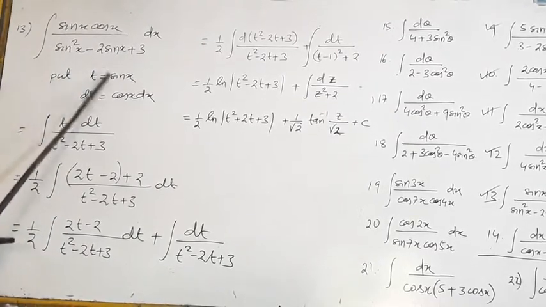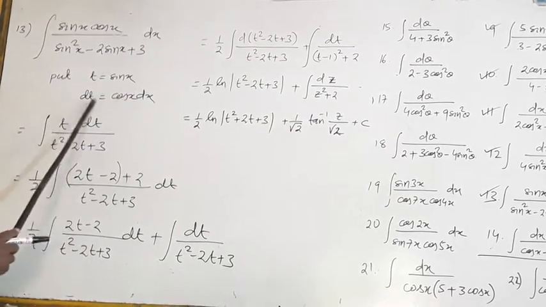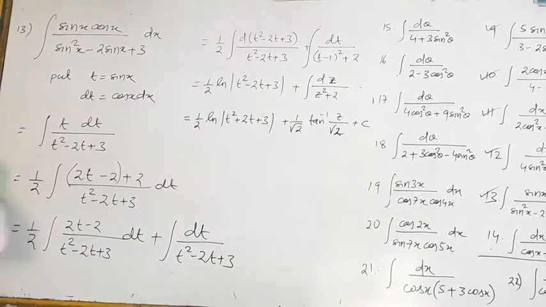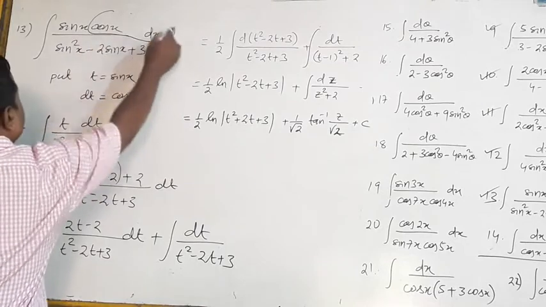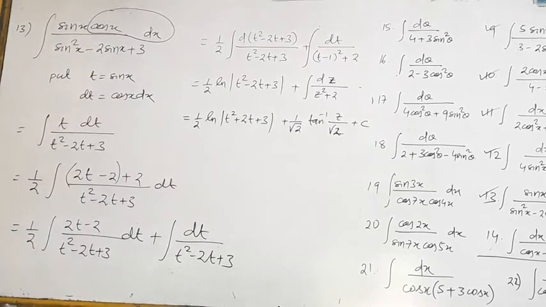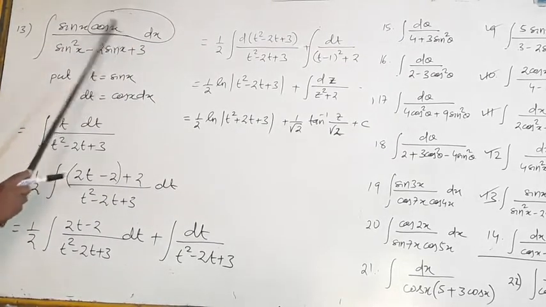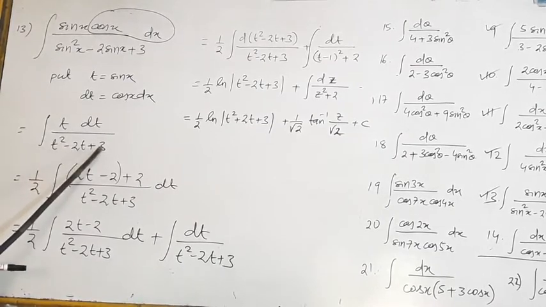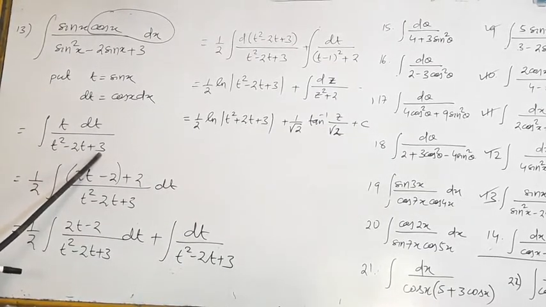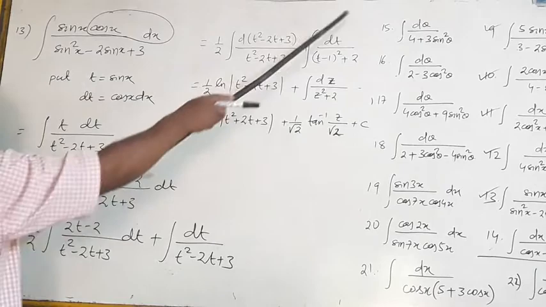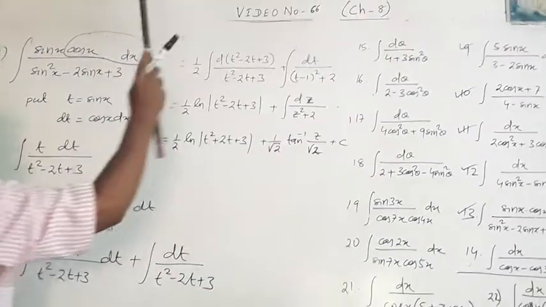So put t is equal to sin x. dt is what? cos x dx. So in place of cos x dx, I can write dt, and it is t dt by t square minus 2t plus 3, which you have read in chapter 4, in the video you will see.